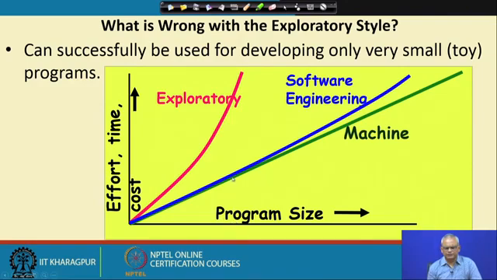Whereas in a software engineering approach, let us look here, there is almost a linear increase in the effort, time, cost compared to the program size. So, if a 1000-line program took a couple of hours, a 10,000-line program should take only about 10 times of that, not like 1000 times or 100 times. But then let us assume that there exists a machine to which you can give the problem statement and it will come up with the code.